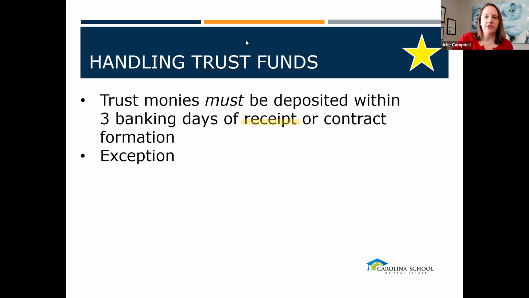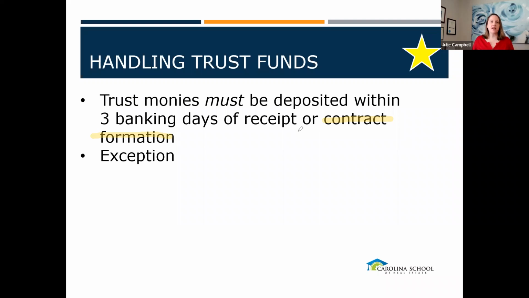Or contract formation. This is the one that is less likely to happen, but it can still happen. So let's talk about this. Contract formation. You are in the throes of negotiations. You're negotiating the offer, and your buyer hands you their earnest money check.